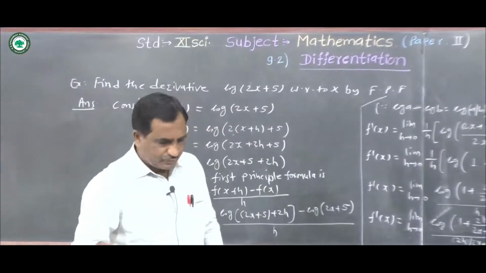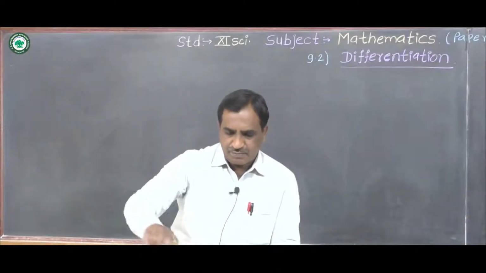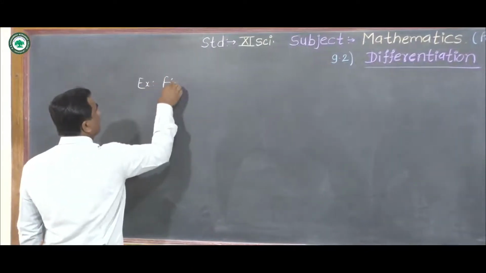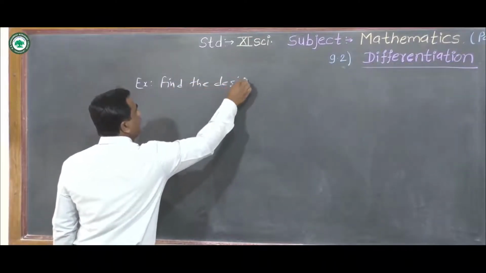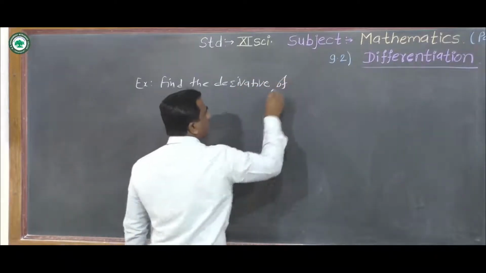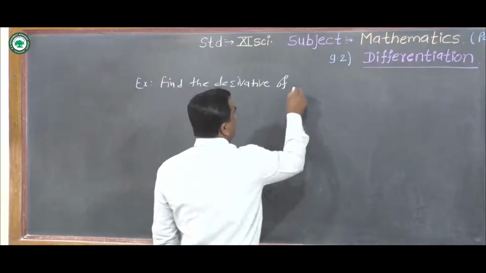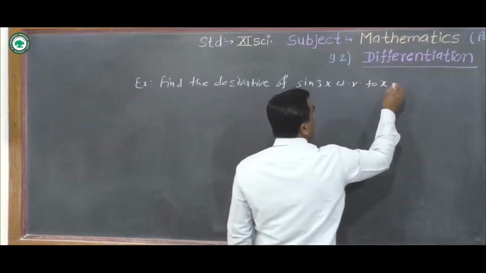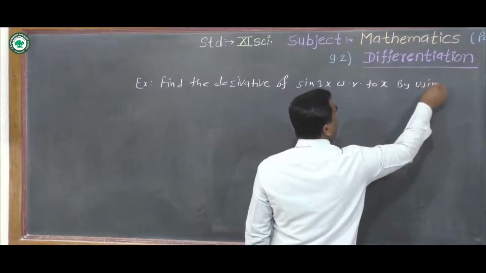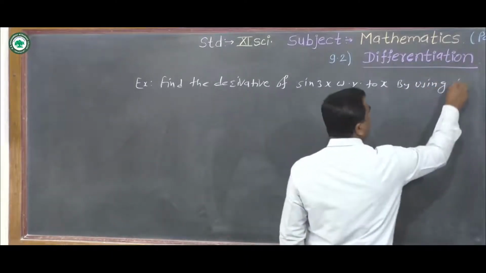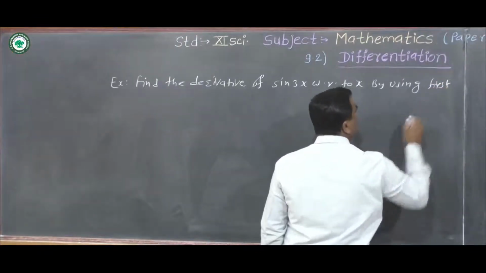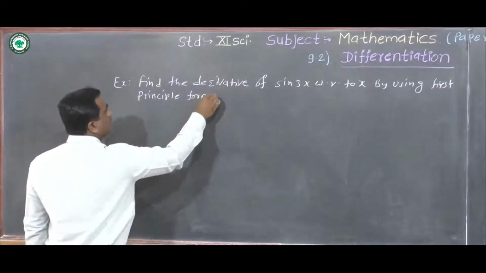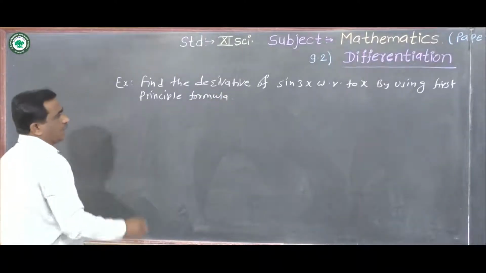Now we see next example here. Next example, find the derivative of function sin 3x with respect to x by using first principle formula. We can use same method. Answer for this.